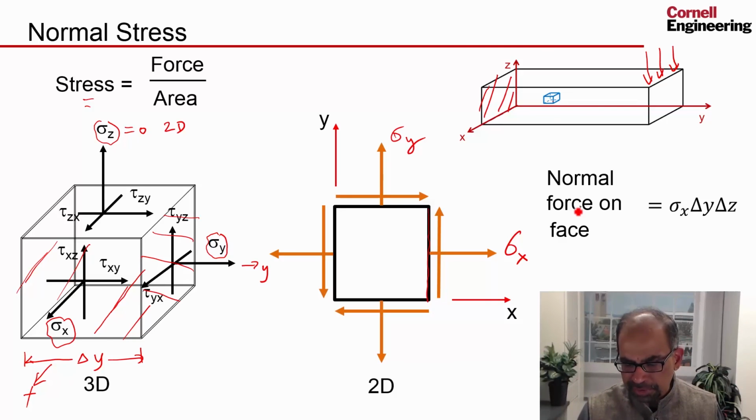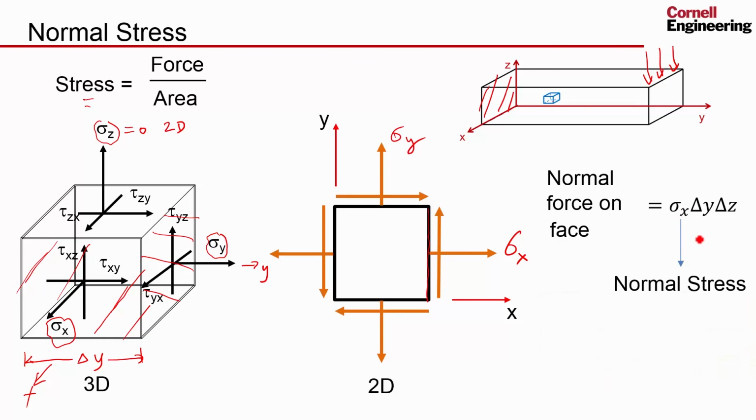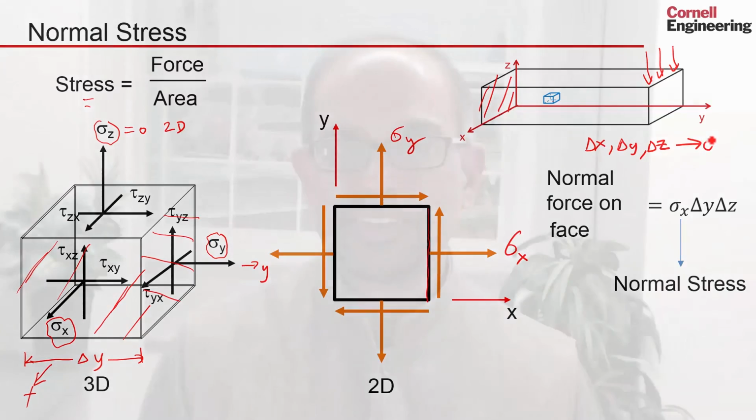with which the material next to it is pulling that face. And if sigma x is positive, it's pulling. You call it tensile stress. And if sigma x is negative, the material next to it is pushing it, and it would be negative. So you would call that the normal stress. And we are looking in the limit as delta x, delta y, delta z tend to 0. So that's the idea of a normal stress. Next, let's take a look at the corresponding idea of shear stresses.